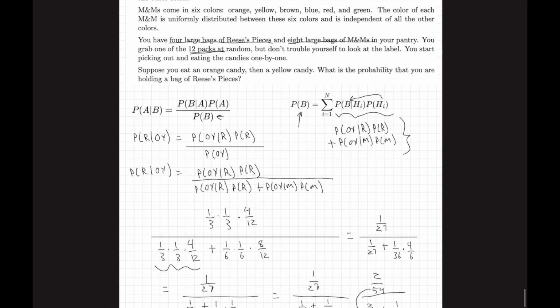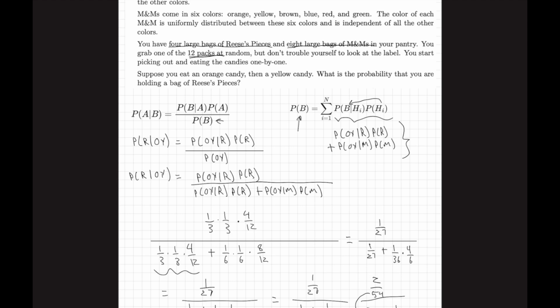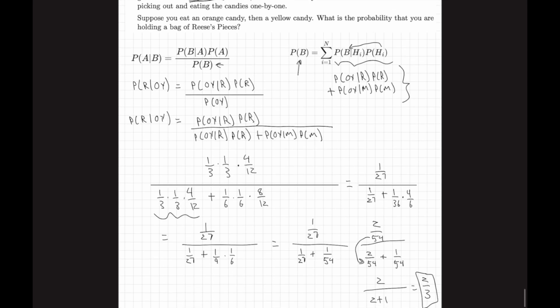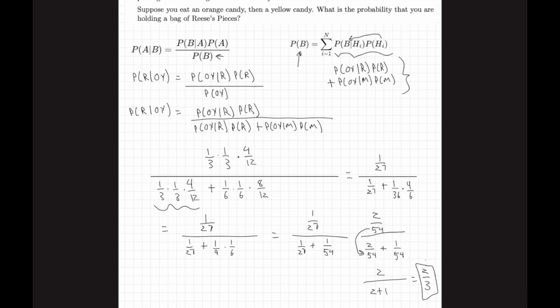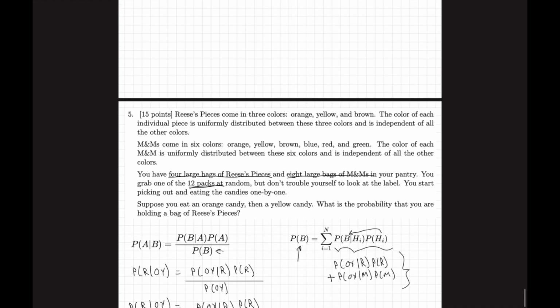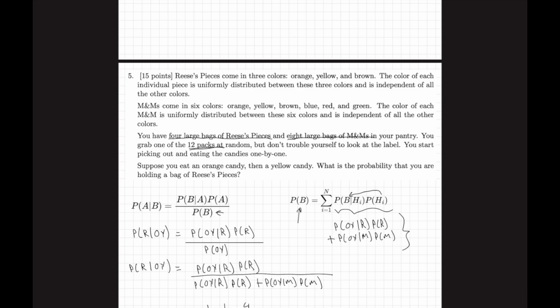So what we found here is, even though we only have 4 bags of Reese's Pieces, if we pull an orange candy then a yellow candy, we have a greater likelihood of having Reese's Pieces. And this sort of intuitively makes sense because Reese's Pieces bags only contain 3 colors, orange, yellow, and brown. So if we're pulling orange and yellow, the odds we're taking from a Reese's Pieces bag are a little bit higher than if we're taking from an M&Ms bag, since the M&Ms bag contains 6 colors.